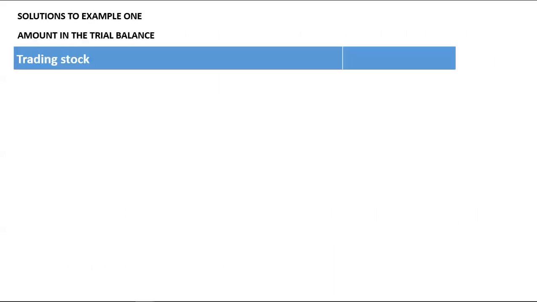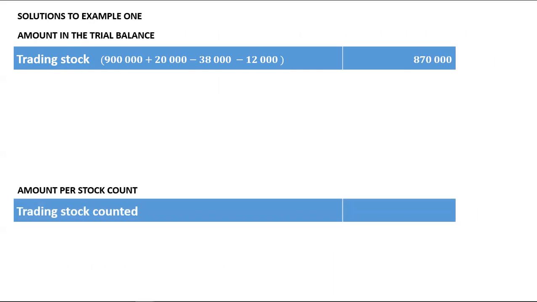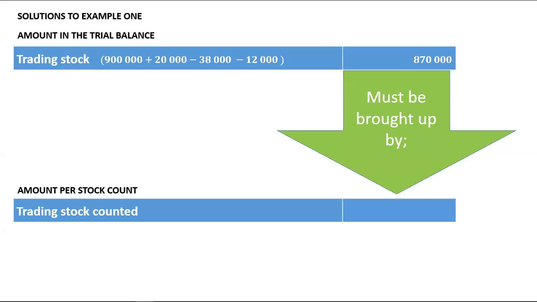Firstly, I will start by adjusting the stock that I have in the trial balance because of the transactions that took place before the stock count. And you realize that according to the stock count, my stock should be sitting at 900,000. So it means that 870 must be brought up to 900,000 by 30,000. When you bring it up by 30,000, we bring it to the stock counted amount of 900,000. That 30,000, because we're taking it up, it becomes a trading stock surplus. Trading stock surplus will be recorded under other operating income.